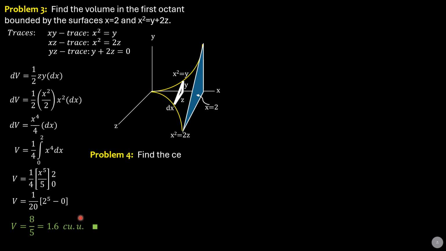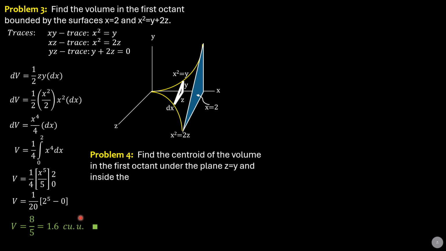Then for problem 4, another miscellaneous solid, you have to locate the centroid of the volume. So find the centroid of the volume in the first octant under the plane z equals y and inside the parabolic cylinder y squared equals 4 minus x. So let us solve this in two ways.